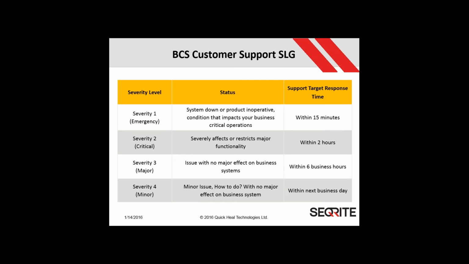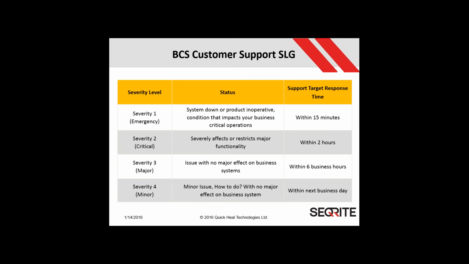Sev 2 issue, which is a critical issue which severely affects or restricts major functionality. An example of a severity 2 issue can be a system which is affected with, let's say, the Worm Kiddo or iWorm Kiddo. If a system is affected with this, all it does is it tries to attack the network hosts via TCP port 445 or 139. This may not lead to any data loss. However, it may slow down the network to a huge extent. And in such cases, our response time will be 2 hours.